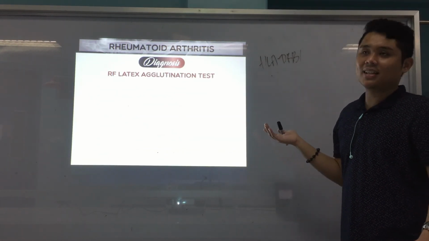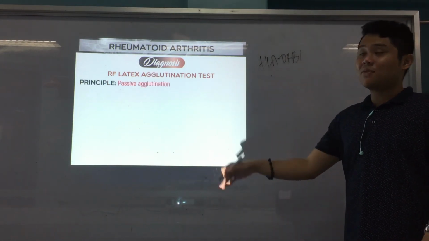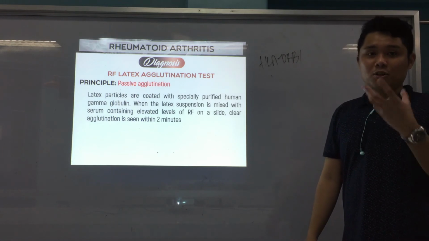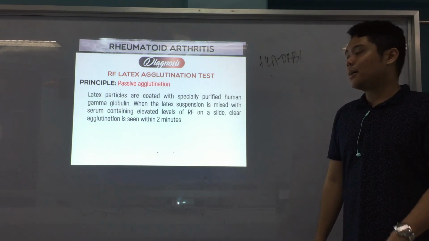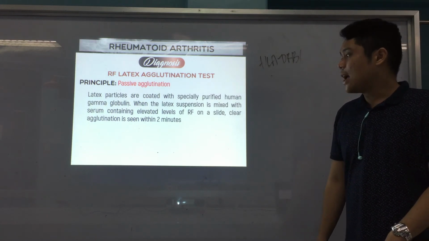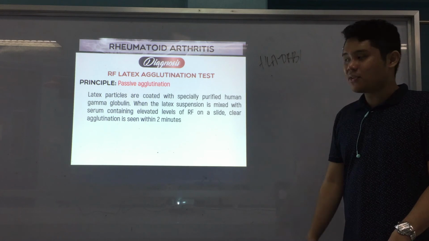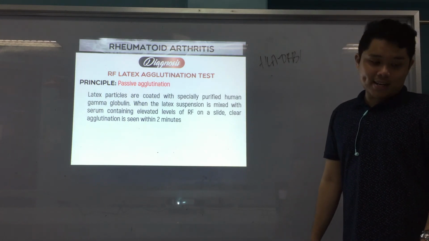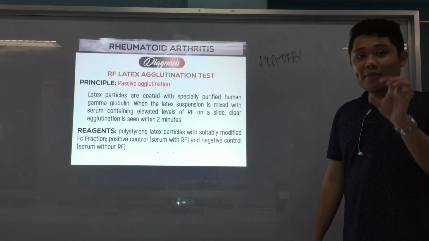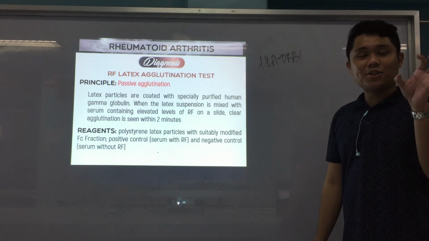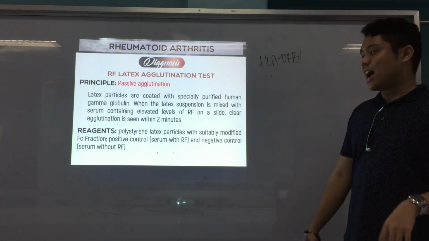the latex agglutination test. So still the same, actually quite the same with your ASO pa rin. It's passive agglutination. So the latex particles will serve as your carrier, all right? And they are coated with human gamma globulin. When the latex suspension is mixed with serum containing elevated levels of RF, clear agglutination is seen within 2 minutes. So we have the reagents, latex particles, containing the FC fraction, di ba? Kasi since IgM man ang RF, and it attaches to the FC portion of the IgG.